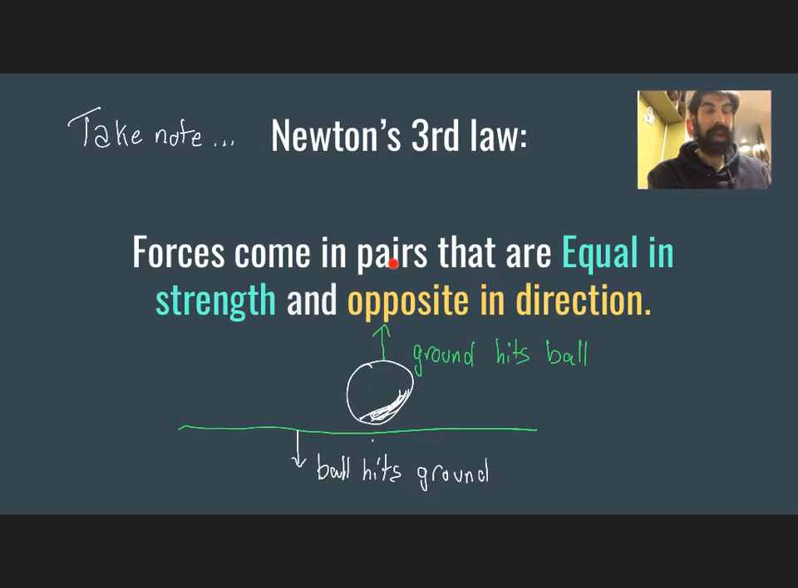Forces come in pairs that are equal in strength and opposite in direction. So, this ball hits the ground with a force. The ground hits the ball with a force that is equal in strength but opposite in direction. The ball pushes the ground down and the ground pushes the ball up. Remember, these are forces that are equal in strength, opposite in direction, and acting on different objects.